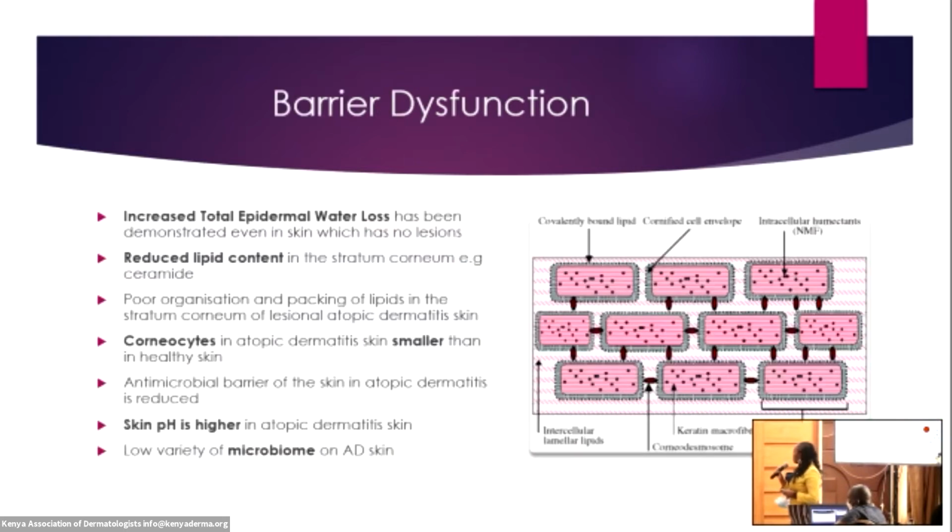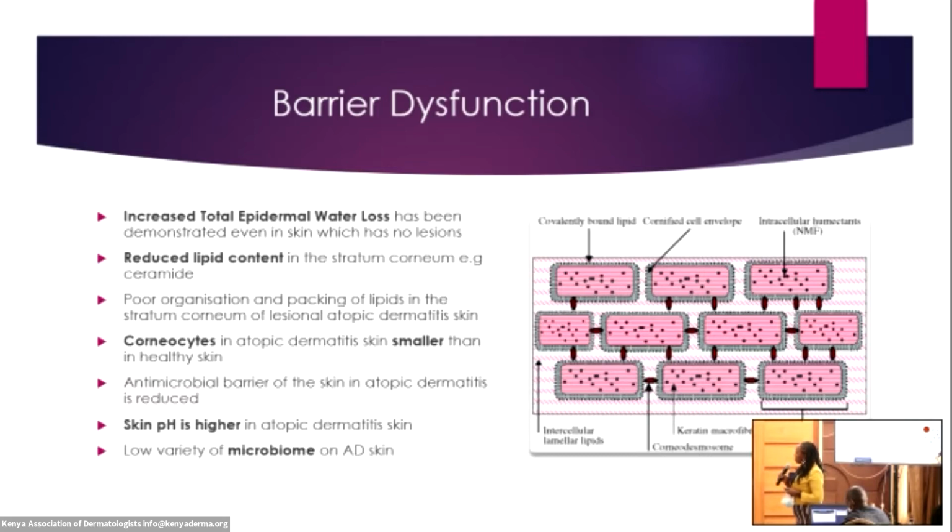So when it comes to the barrier dysfunction in atopic dermatitis, we have a few factors. We have increased loss of total epidermal water, and this has been demonstrated even in patients who have atopic eczema and don't have any lesions on their skin. We have a reduced lipid content in the stratum corneum, and mainly here, the studies that have been done have looked at the ceramides. That's what has been found to be low. And then we have poor organization and packing of lipids in the stratum corneum of lesional atopic dermatitis skin.